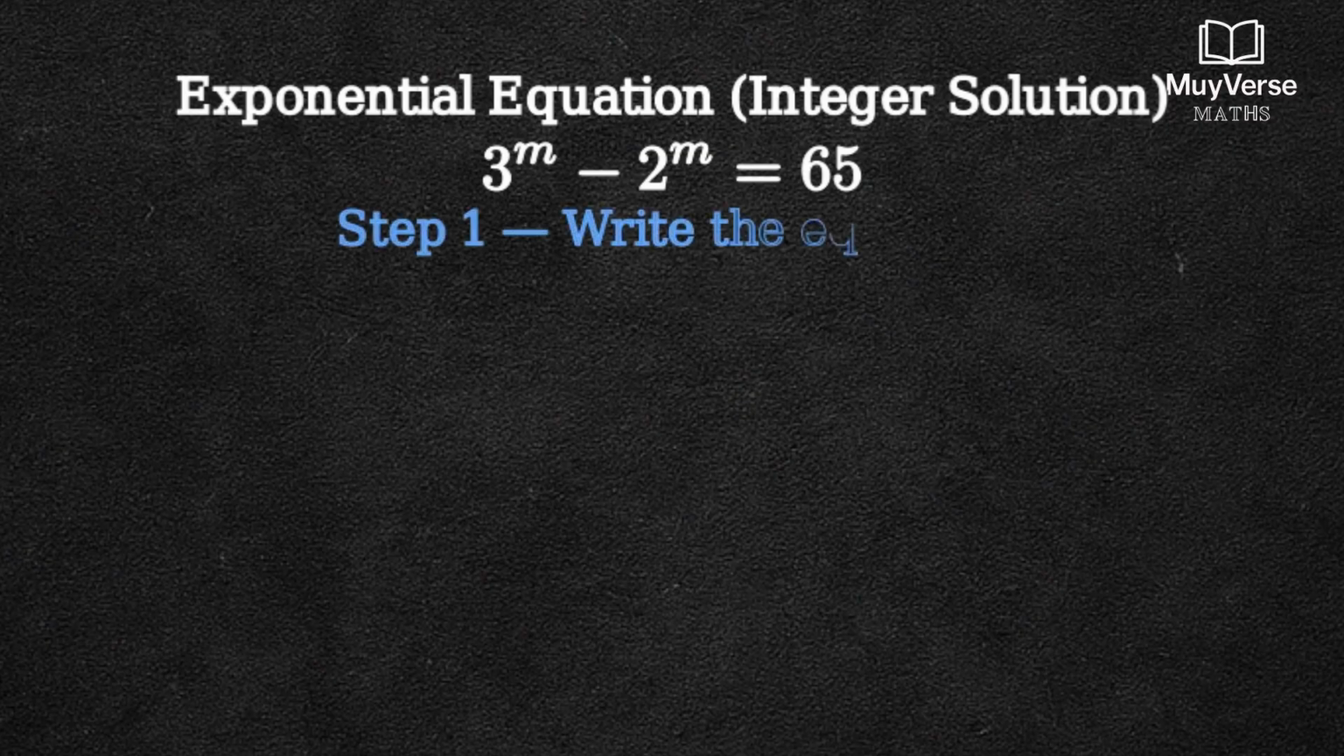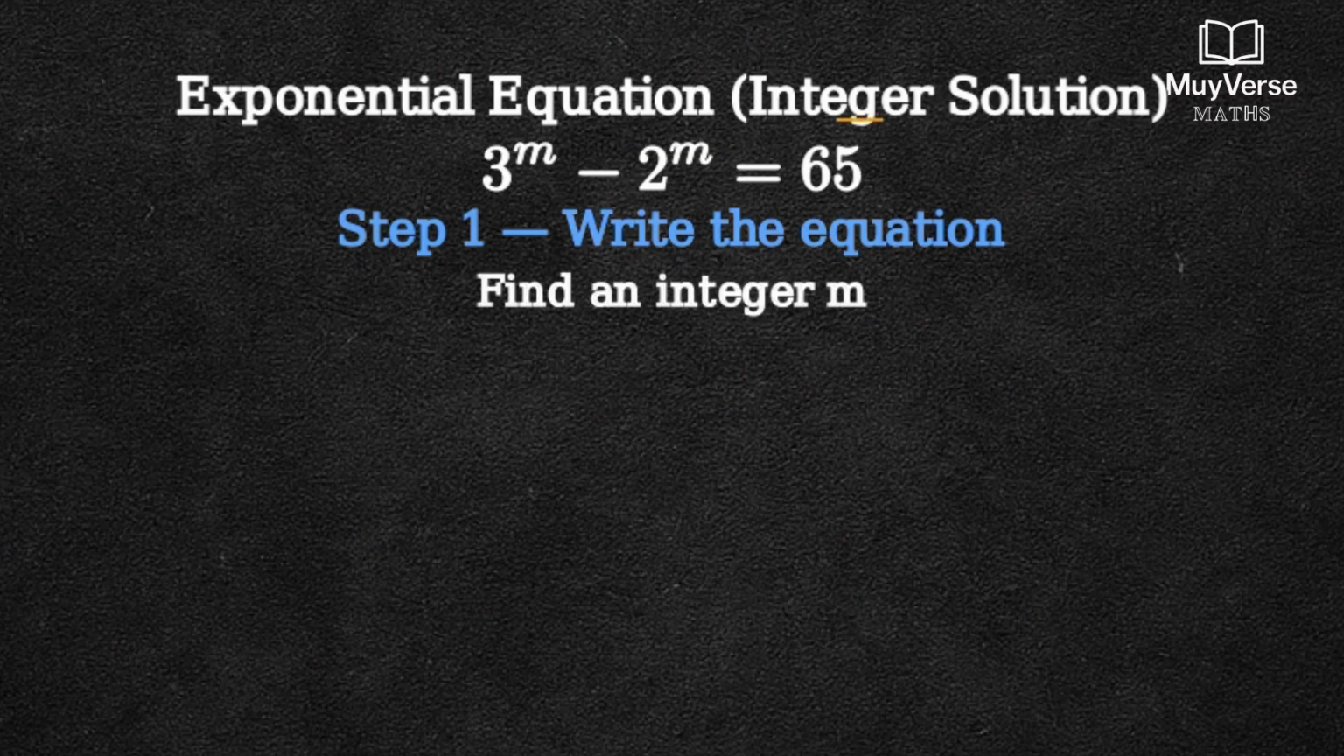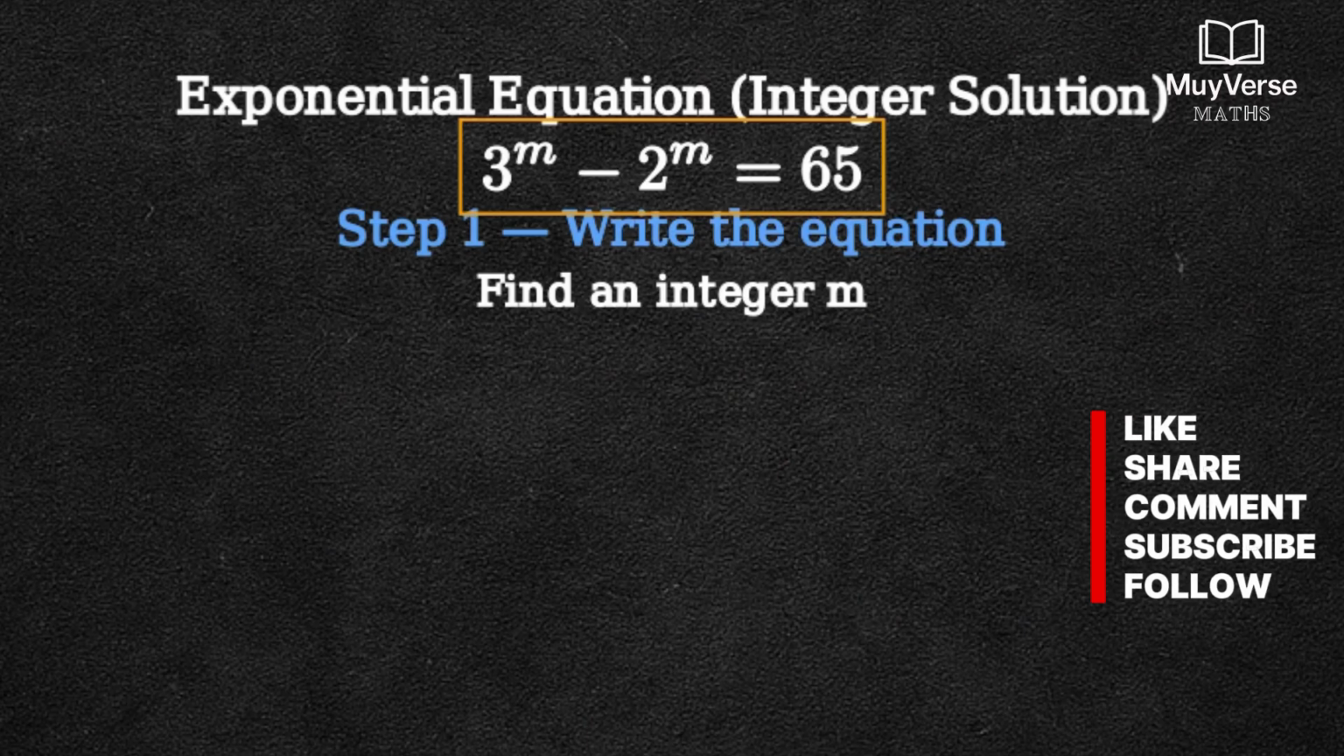Step 1. Write the equation clearly and keep our goal in mind. Find an integer value of m. Step 2. Try small integers for m and watch the difference grow. Because exponentials grow fast, a tiny table is enough. We'll compute 3^m, 2^m, and the difference row by row.